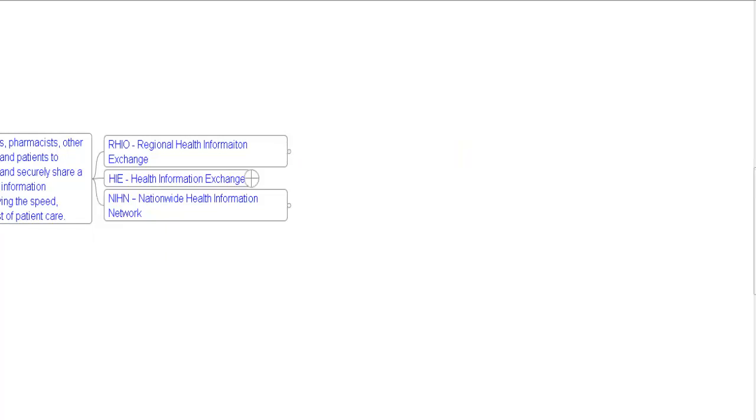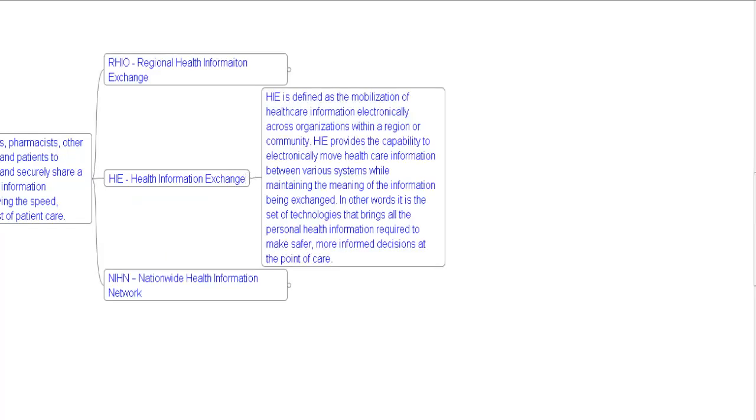Now we'll see health information exchange. HIE is defined as the mobilization of healthcare information electronically across organizations within a region or community. Health information exchange provides the capability to electronically move healthcare information between various systems while maintaining the meaning of the information being exchanged. In other words, it is the set of technologies that bring all the personal health information required to make safer, more informed decisions at the point of care.